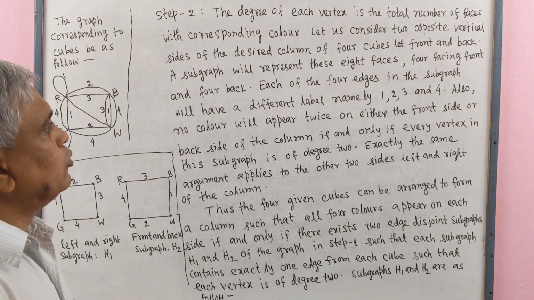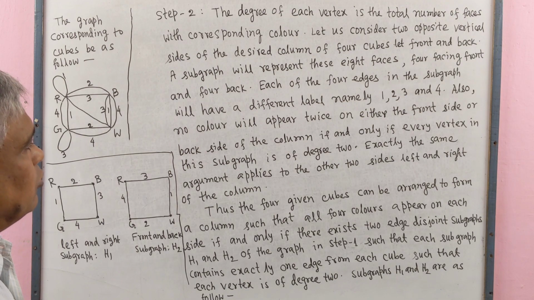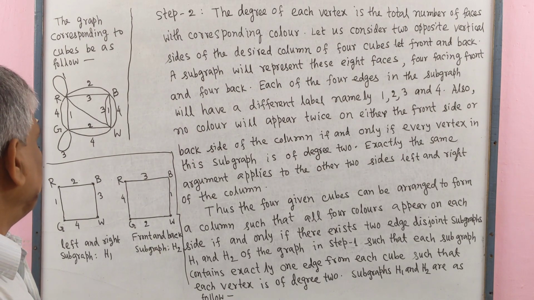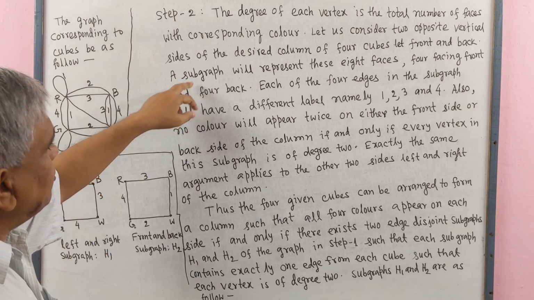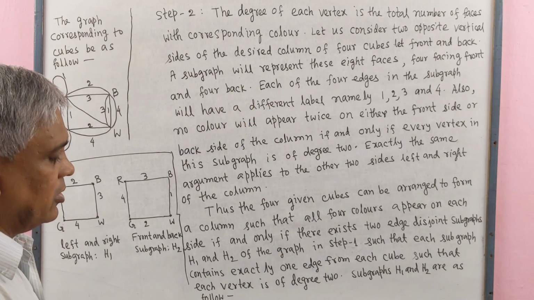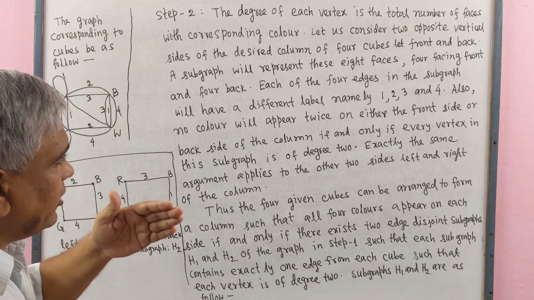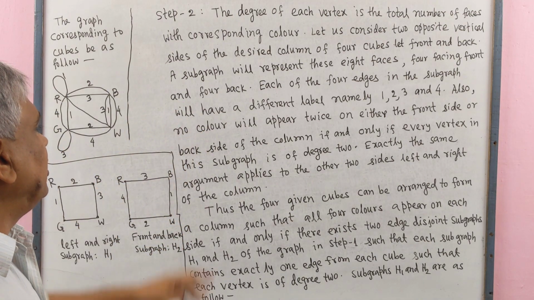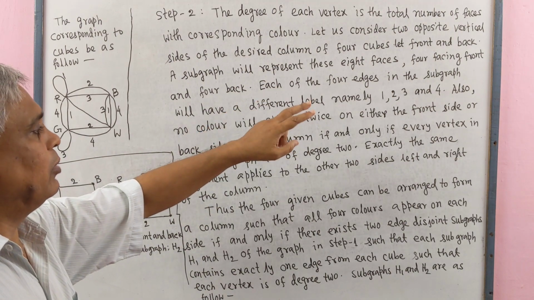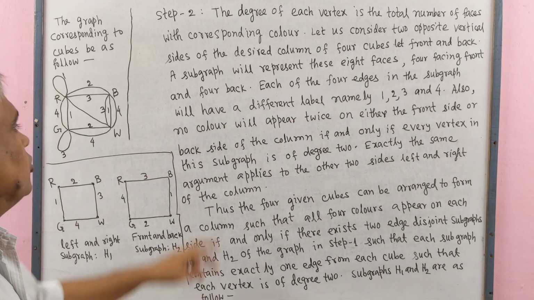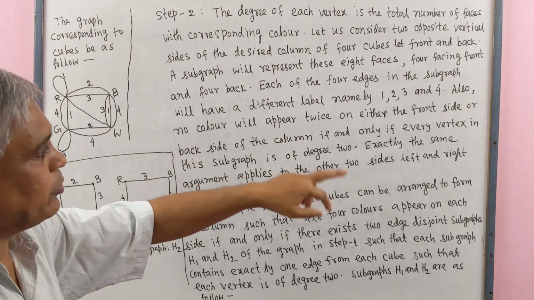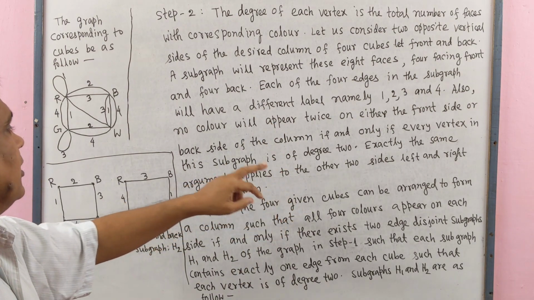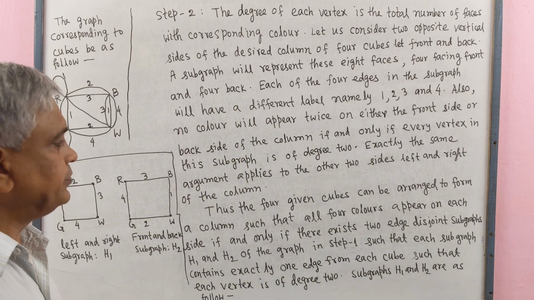Let us consider two opposite vertical sides of the desired column of 4 cubes, let them be front and back. Then a subgraph will represent these 8 faces, 4 facing front and 4 back. Each of the 4 edges in the subgraph will have a different label, namely 1, 2, 3 and 4. Also, no color will appear twice on either the front or back side of the column if and only if every vertex in the subgraph is of degree 2.